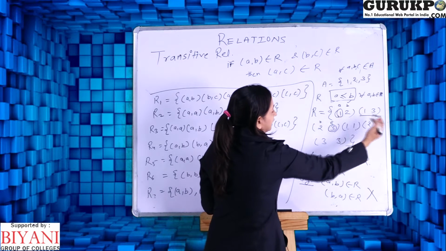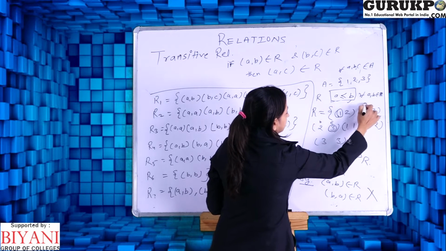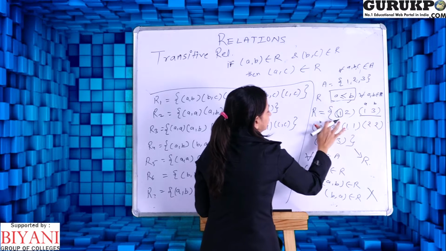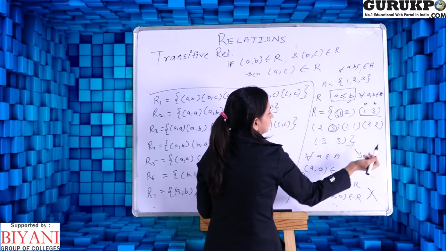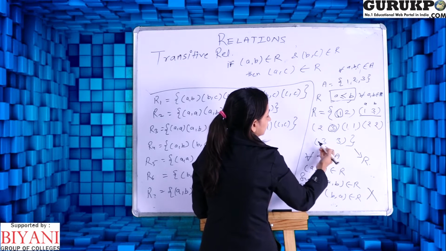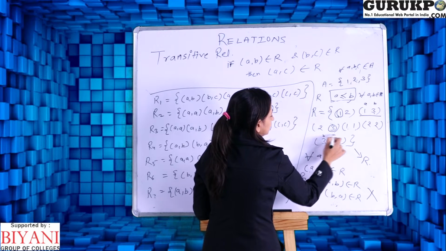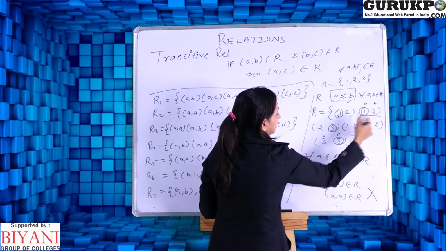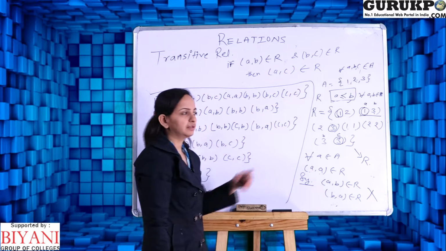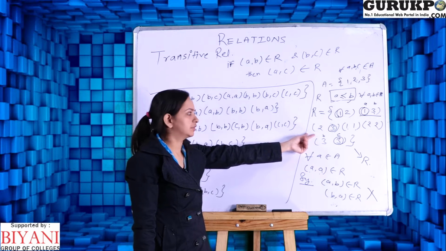Now I will move to my next pair and make this one A and this one B. And now what is (B, C) for me? The pair which starts with 3. Only this one is starting from 3, so this is (B, C) for me. So what is (A, C)? (1, 3). I am getting the same pair again. So here also the condition of transitive relation is satisfied.